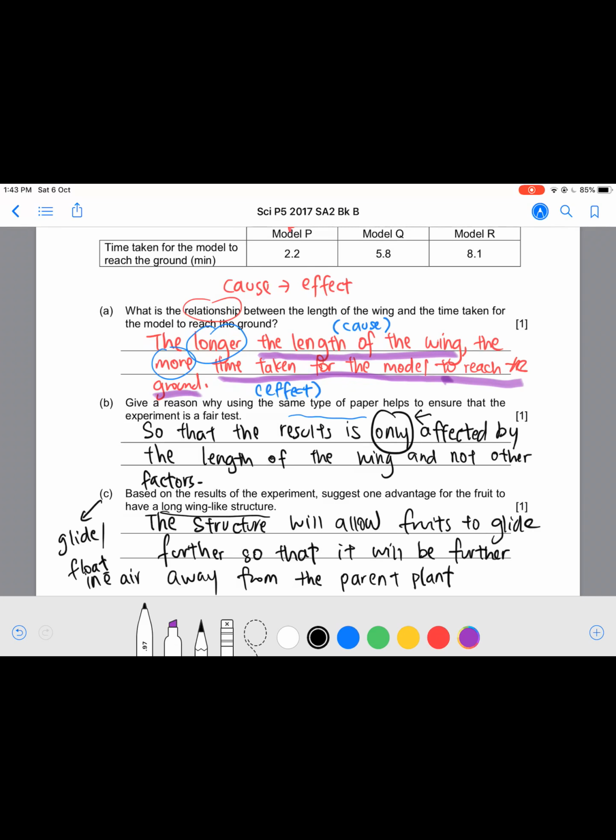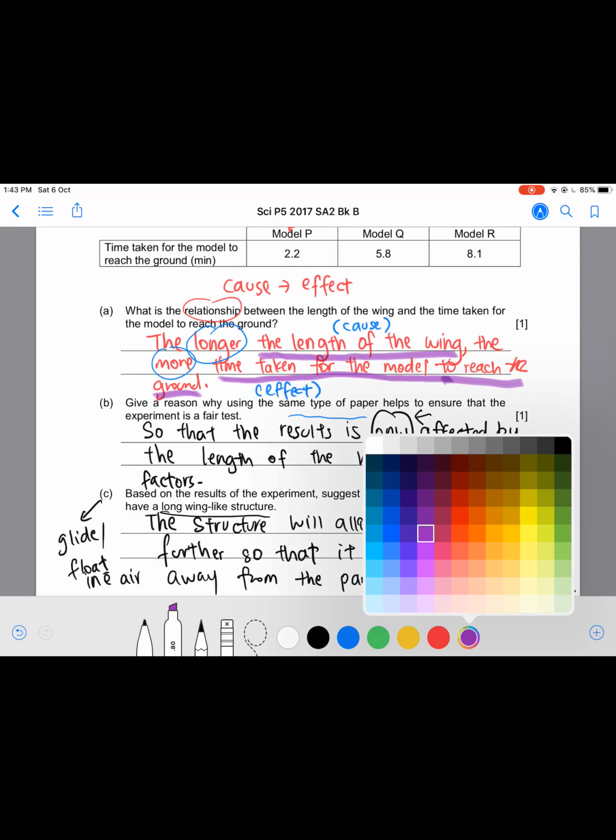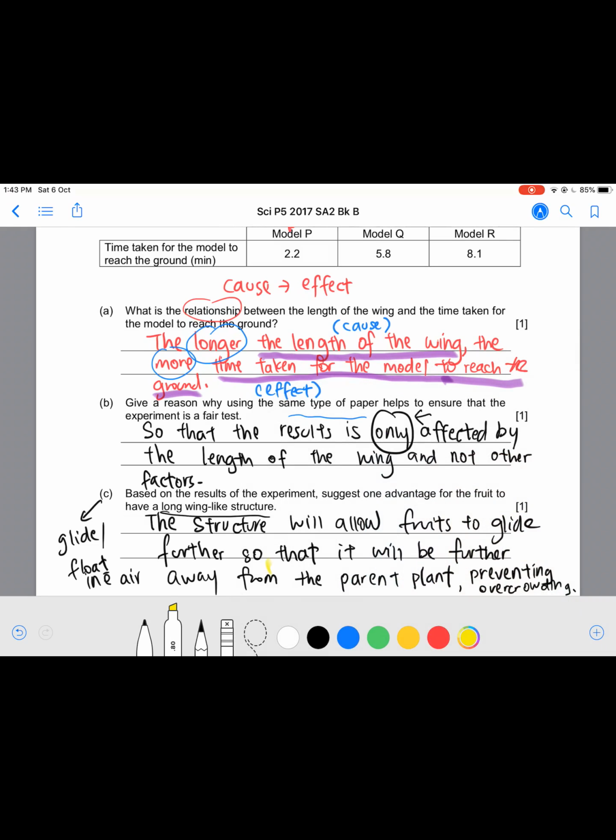What is the reason why it needs to be further from the parent plant? Preventing overcrowding. So that's the end result. Alright, so if I look at what are the keywords that I will need, number 1, glide. Number 2, overcrowding. Okay, and let's see if the comparison words are better, further, and further. Okay, you glide further so that you are further away from the parent. So that's question 33.